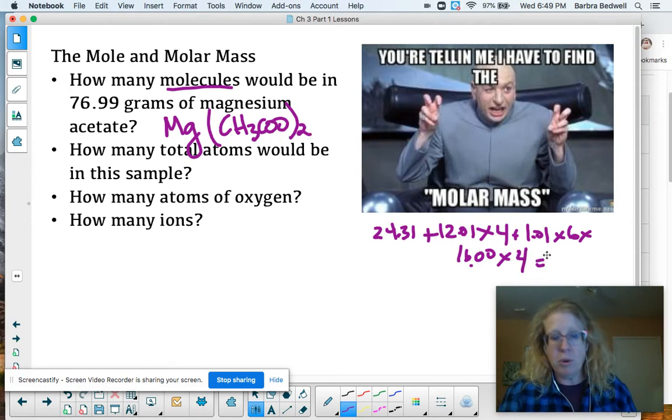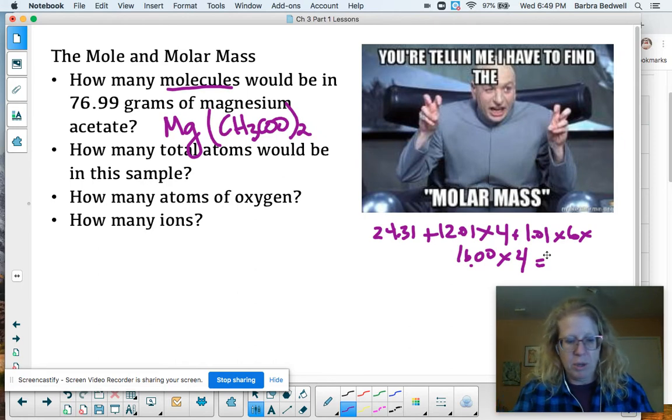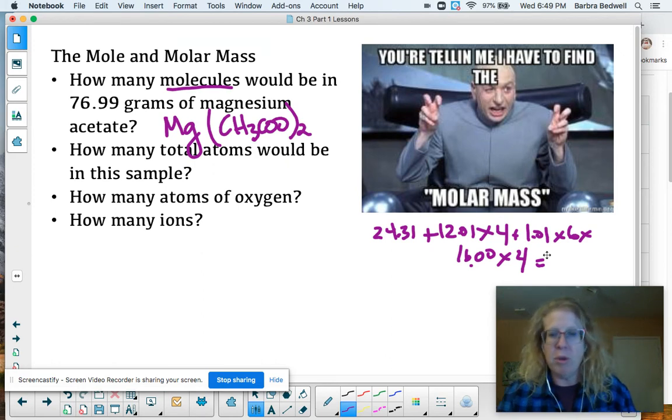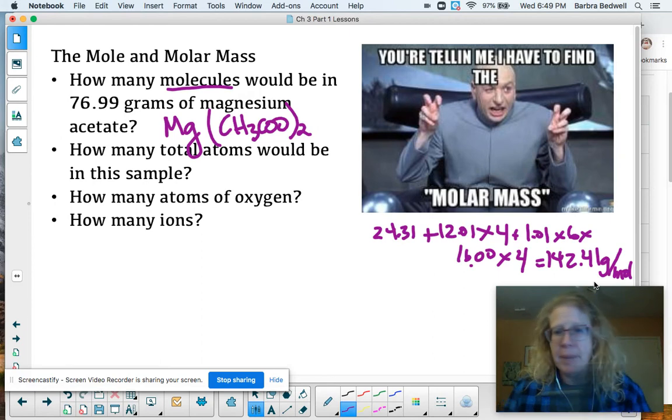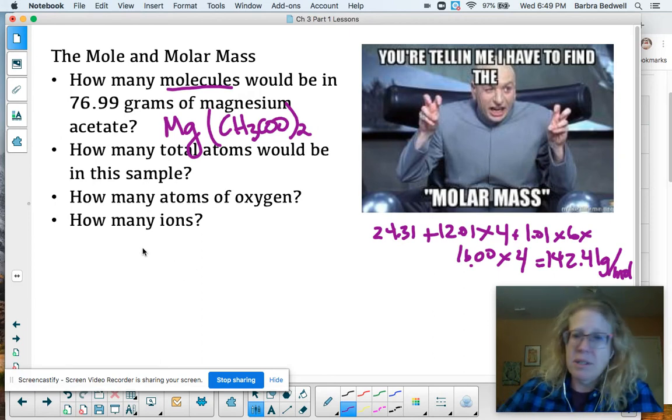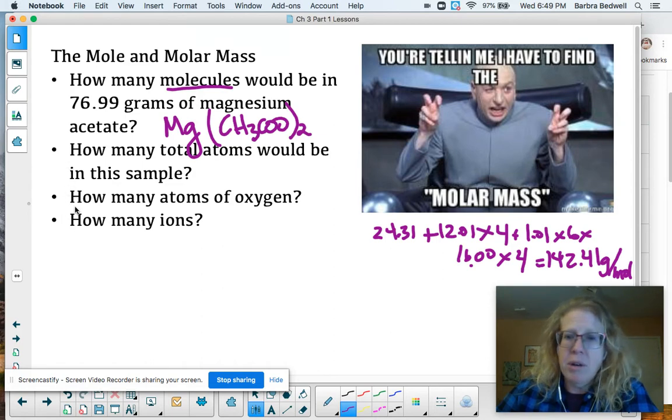So that's our total molar mass: 24.31 plus 12.01 times 4 plus 1.01 times 6 plus 16.00 times 4 gives me a total molar mass of 142.41 grams per mole for this particular compound. Okay, so how do we deal with this? This is our wonder fraction time, right? This first one should be pretty easy. These other three on here are a little bit harder.